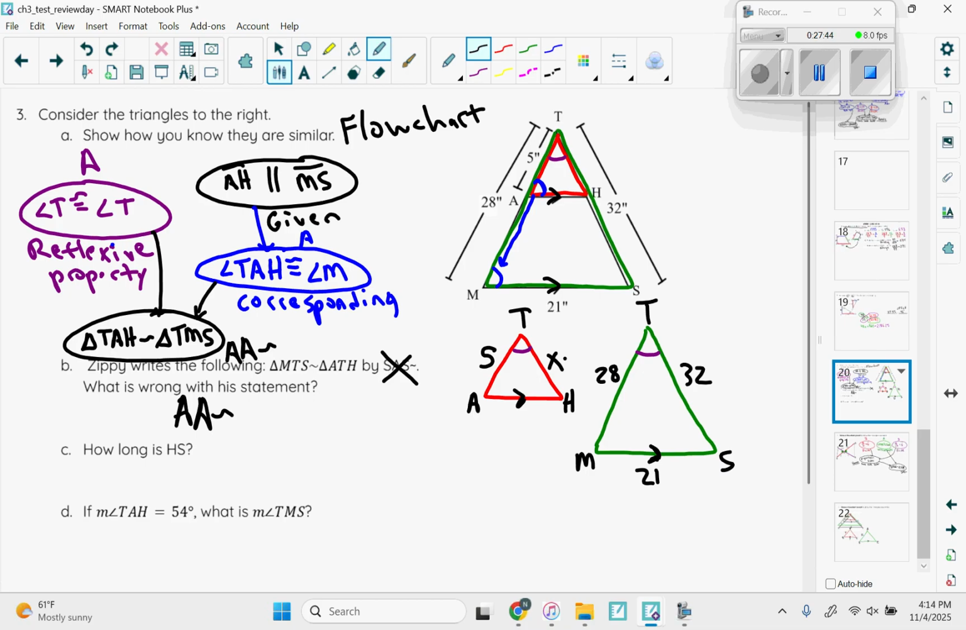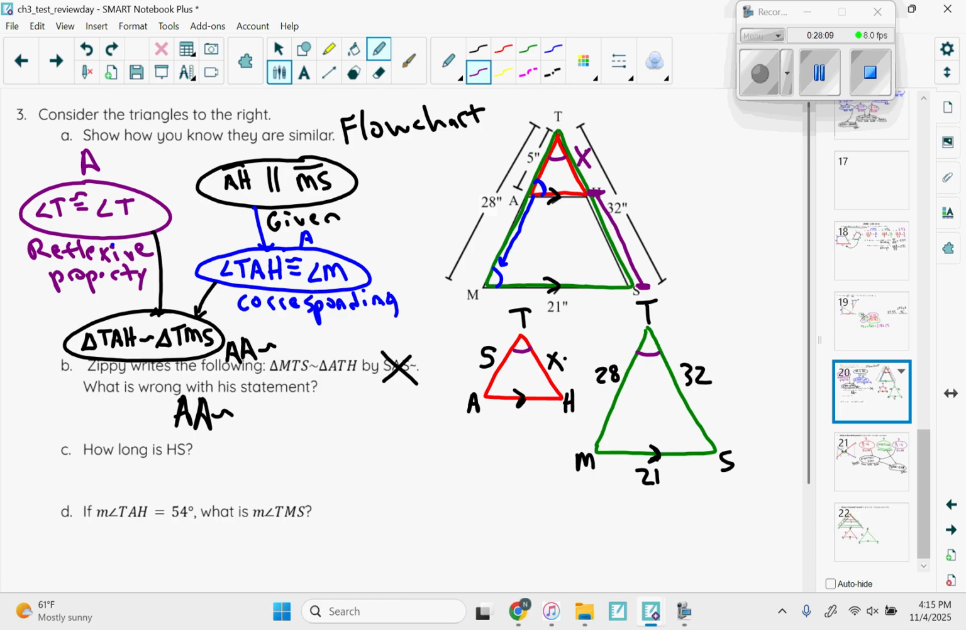So the next question is, how long is HS? I just want to point out HS only goes from here to here. So it's not 32. And in order to figure that out, we have to figure out this portion here. That's the X on T to H. All right. And so we're going to set up a proportion.